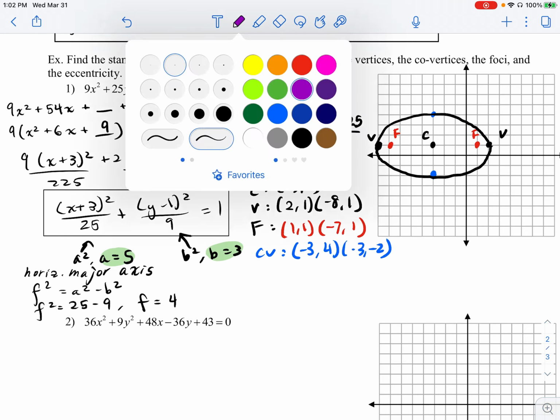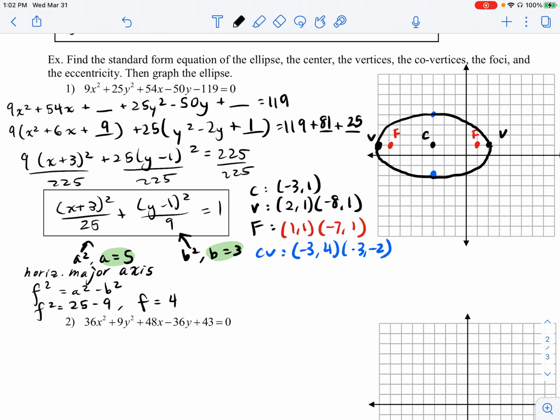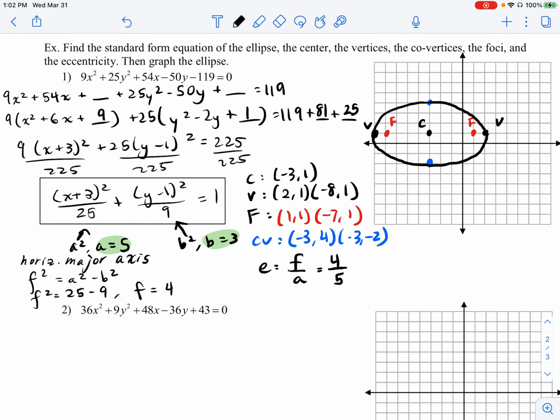All right. I think the only thing left for us to do in this problem is to find our eccentricity, which is just simply F over A. And so our F value is 4, our A value is 5, and we are all done. So go ahead and try this next problem on your own, and you can check your solutions with what I have in Google Classroom.